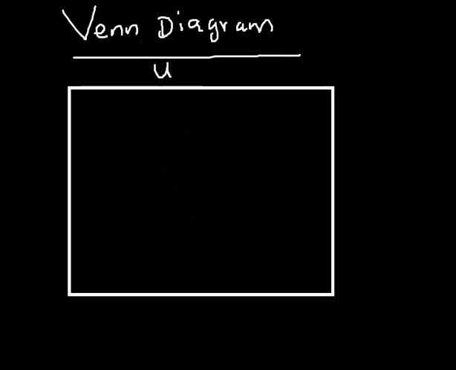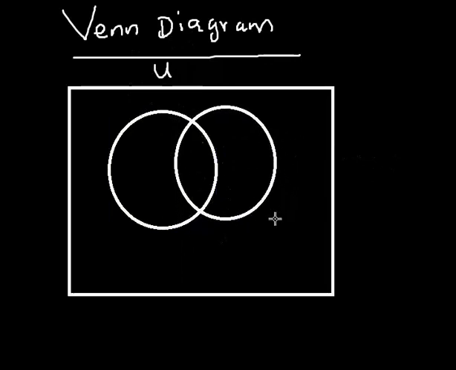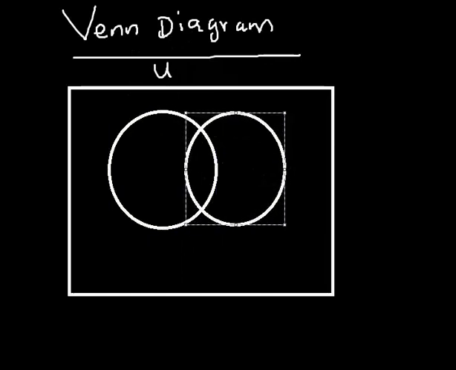Then for the other subsets, I'm going to use a circle. Let's say I have a universal set that has two subsets A and B; I'm using circles to represent these two subsets, subset A and subset B. We are going to illustrate the Venn diagram of two sets, and of course of three sets, and that will be in the next video.